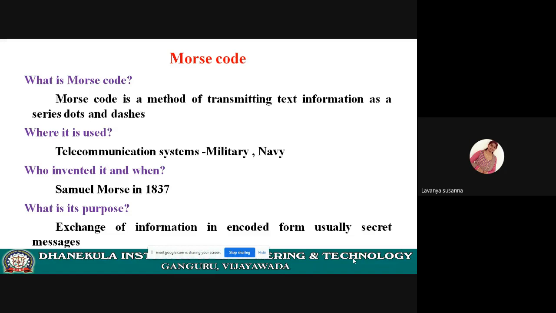All the alphabets and digits have separate codes. In this Morse code, the digits from 0 to 9 and the alphabets from A to Z each have separate codes. This Morse code is still used. It is the oldest method. The main purpose of this Morse code is communication, mostly military signal communication, for sending secret messages so that others cannot understand.